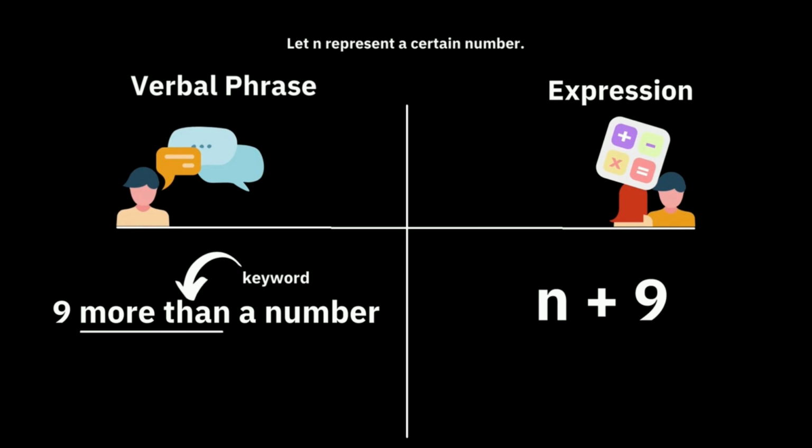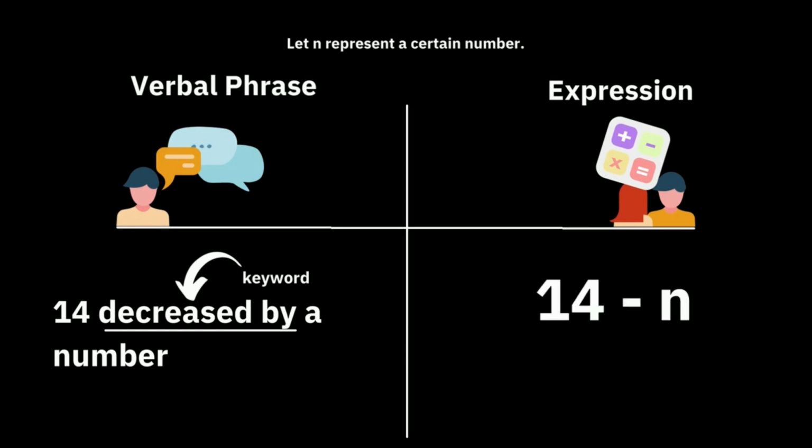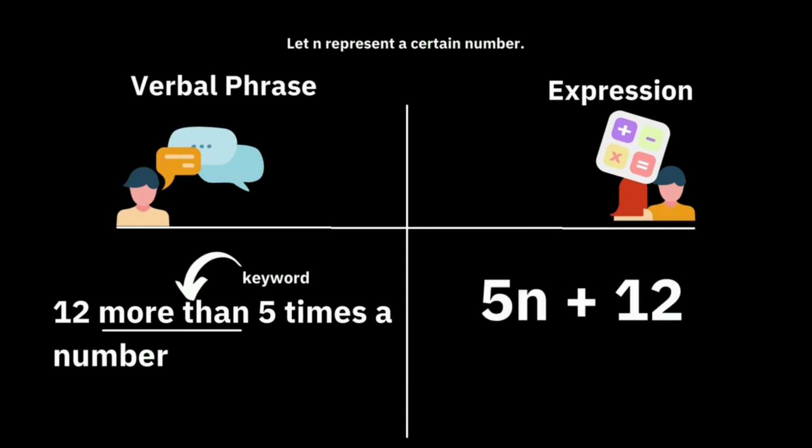For our second example, 14 decreased by a number. In this example, the keyword is decreased by, and its equivalent operation is minus, right? So we write 14 minus n. And for the third one, 12 more than 5 times a number. The keyword is more than. Then the equivalent algebraic expression is 5n plus 12.